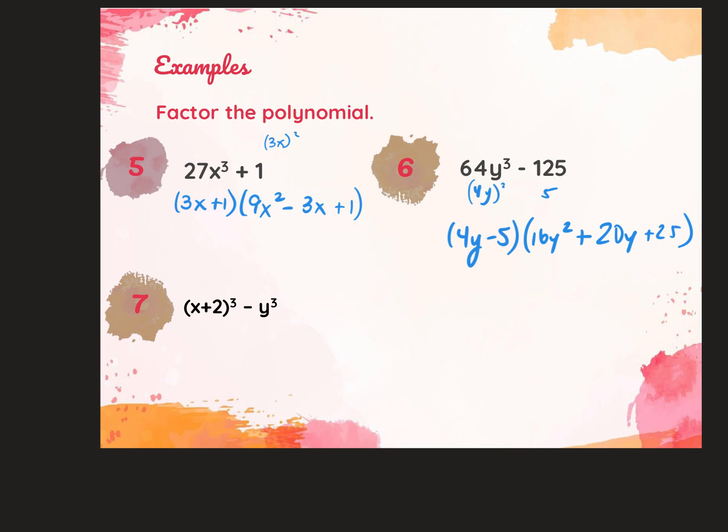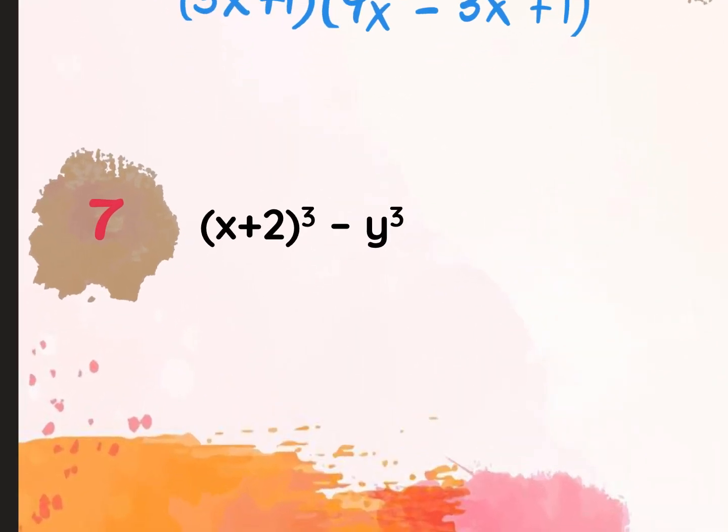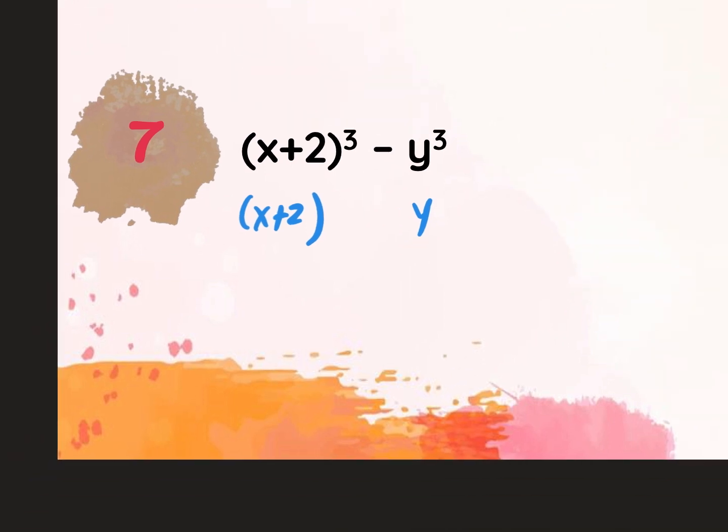What do you guys think about 7? It's the same thing, right? What is the cube root of x plus 2 cubed? It's just x plus 2. What's the cube root of y cubed? It's y. Follow the pattern, guys. You don't have to multiply it out. Just follow the pattern. So my first parenthesis is going to be what?